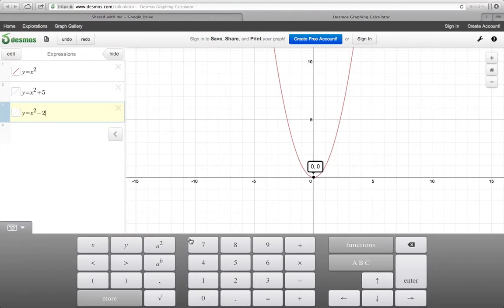Okay, so let's take a look at it over here. Now, in this version, y equals, we'll have brackets around the x.